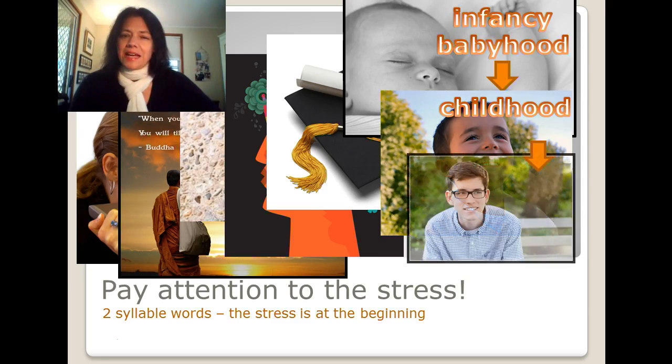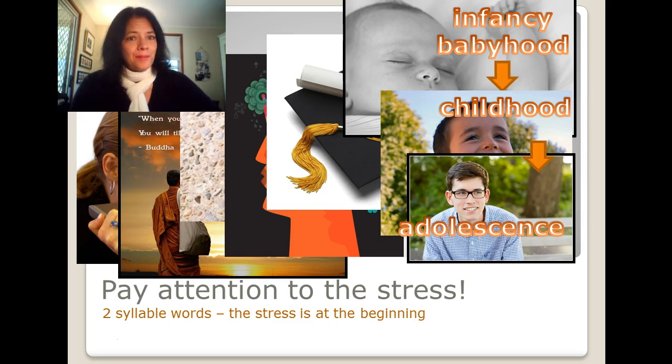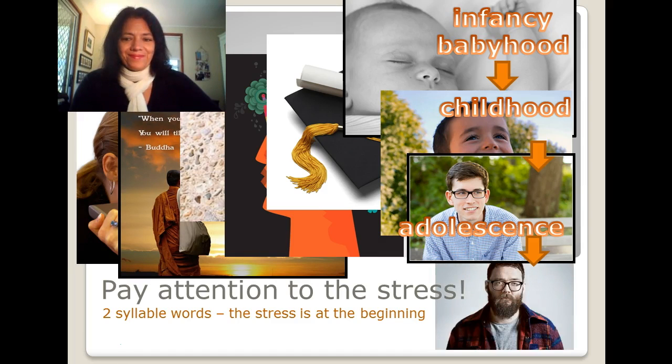What's the next stage? Do you know? The next stage is called adolescence. Now, you notice I've just put a couple extra suffixes here, cy and ence. These are important words to learn. And finally, adulthood.